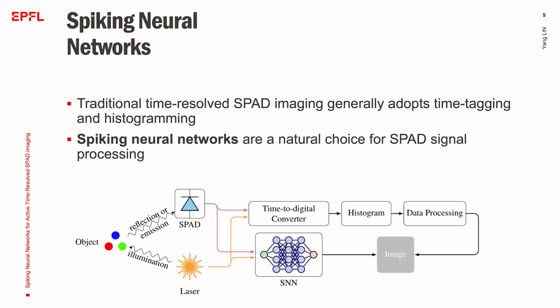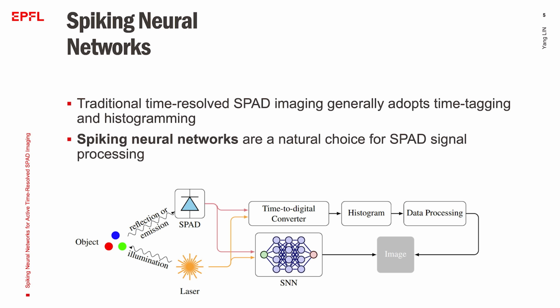The figure below shows how traditional time-resolved SPAD imaging works. A pulse laser is used to illuminate the object, and the SPAD detects reflection or emission light from the object. Both the detection signal from the SPAD and the reference signal from the laser are sent to the TDC, time-to-digital converter, for timestamping. Then the timestamps are histogrammed and processed. However, a lot of data are created in this process, and it lays a great burden on data transfer, storage, and processing.